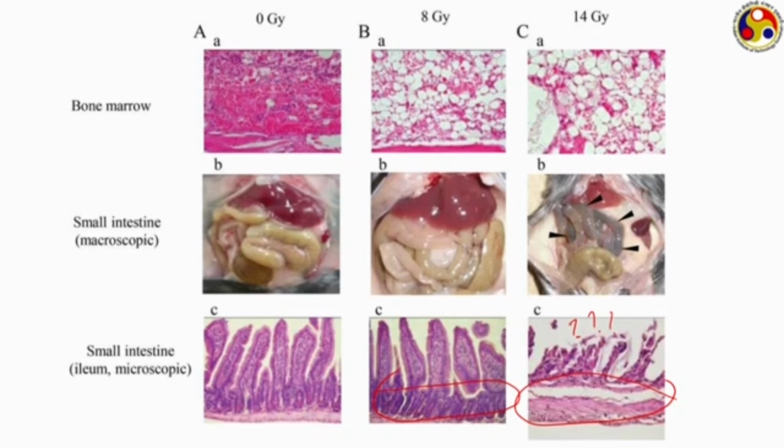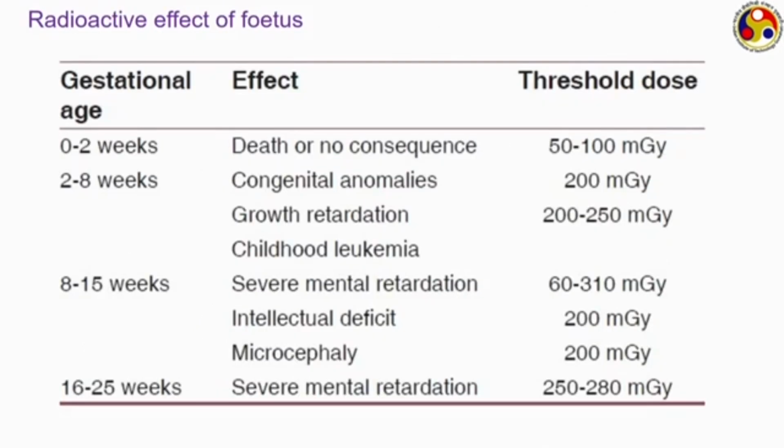So, these are the effects radiation may have on highly sensitive tissues, and radiation can have even more severe effects on the fetus or embryo, particularly during the first 8 weeks of pregnancy. You can see that within the first 2 weeks, if it is subjected to a threshold dose of 50 to 100 milligray, it can lead to the death of the fetus, whereas within 2 to 8 weeks, with a threshold dose of 200 or 250 milligray, it can lead to congenital anomalies, growth retardation, and childhood leukemia.